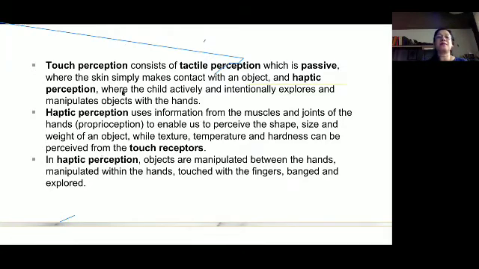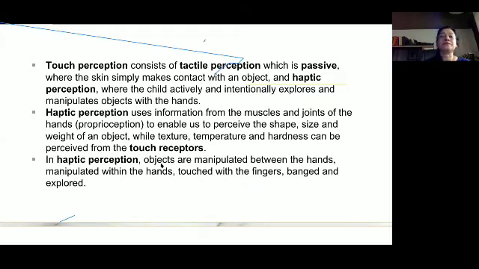In haptic perception, objects have to be manipulated between the hands, within the hands, touched with the fingers, banged and explored. I hope you all can appreciate how important that is to develop the actual participation and use of the hand in activities of daily living. If one can give a little bit more attention to haptic perception, the other touch perception and information which is taken through the hand becomes much easier when he or she is using it in activities of daily living.